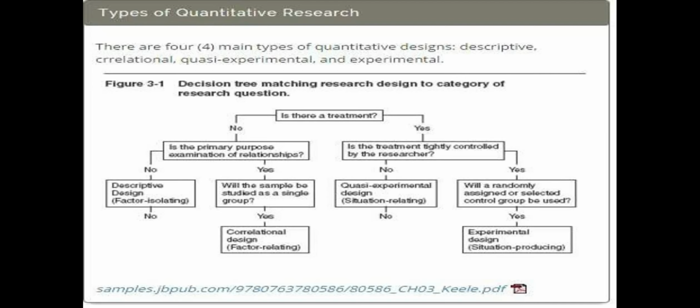So take note, on the left hand side here, when you start from the question, is there a treatment, we can simply say that the descriptive and the correlational research studies are mainly for describing and identifying relationships as it occurs naturally. But if we add interventions or manipulations, we use either a quasi-experimental or an experimental design.